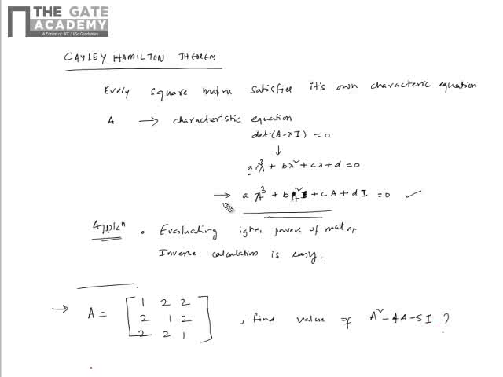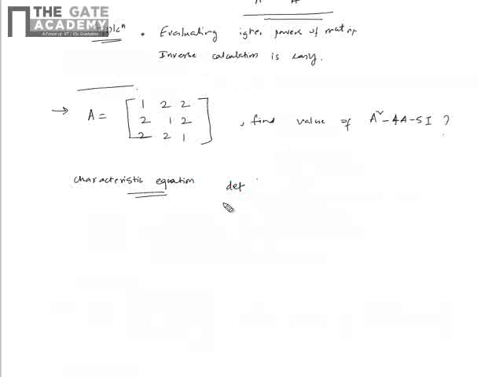So first let's find out the characteristic equation. The characteristic equation will be det of A minus lambda I is equal to 0. So det of A minus lambda I means the matrix with rows 1 minus lambda, 2, 2; 2, 1 minus lambda, 2; 2, 2, 1 minus lambda, equal to 0. So we have to just use the determinant.